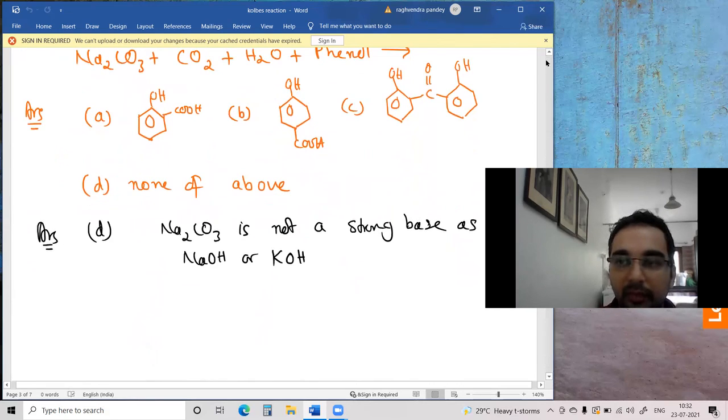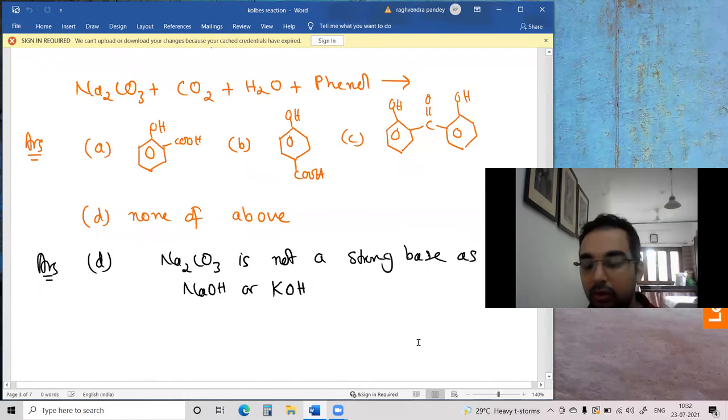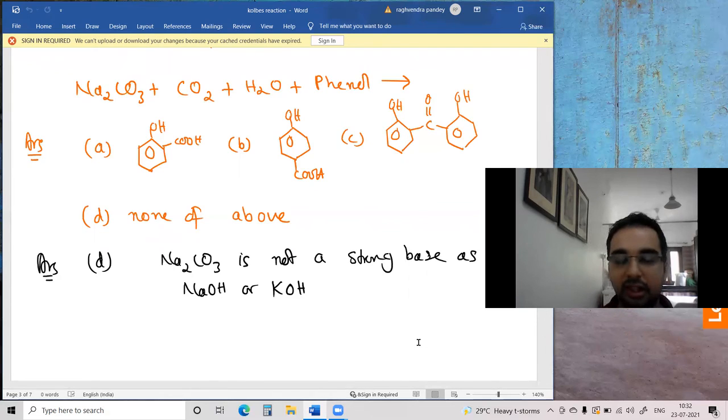Here we took sodium carbonate as the base. It is not a very good base. It cannot abstract the proton from the phenol. Because that is the first step, if proton abstraction doesn't happen, there is no reaction and we will get no product. So this is all for the Kolbe's reaction.